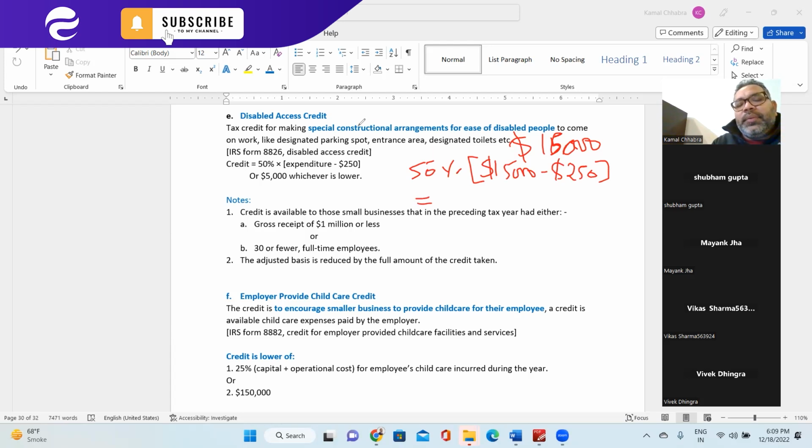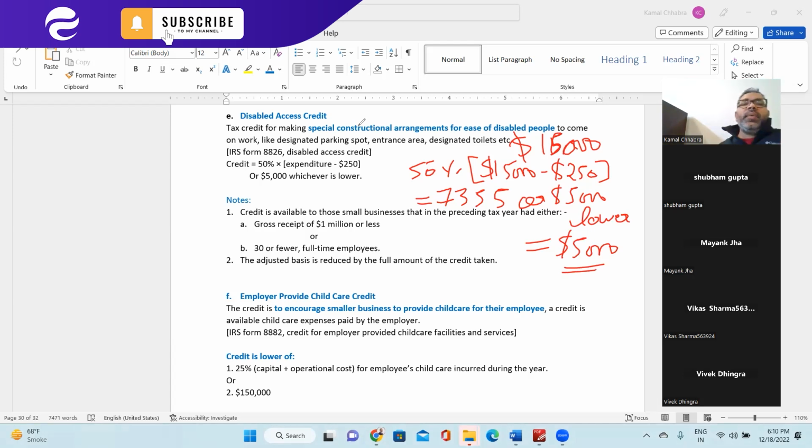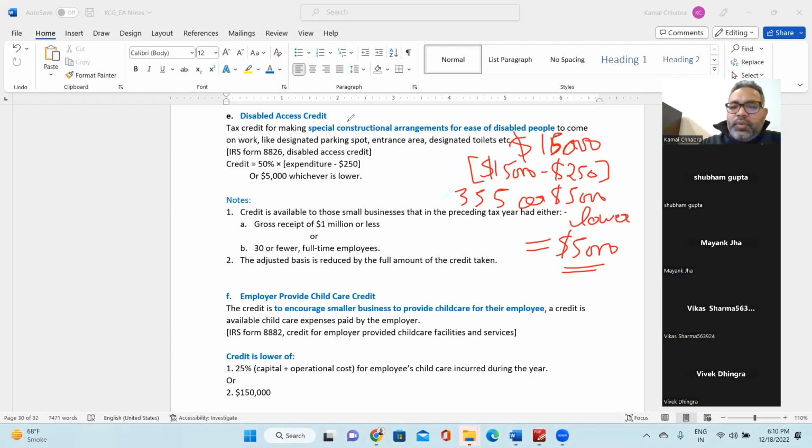How much is it? Can someone do the math for me? 7375. 7375 or $5,000, whichever is lower. What is lower? $5,000. $5,000 tax credit is available as a disabled access credit. Make sense? Yes, sir. Everyone comfortable? Shall I remove the example?